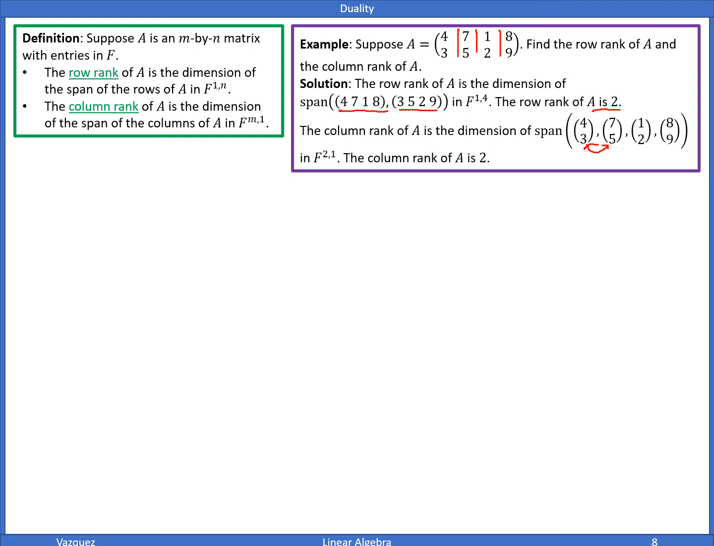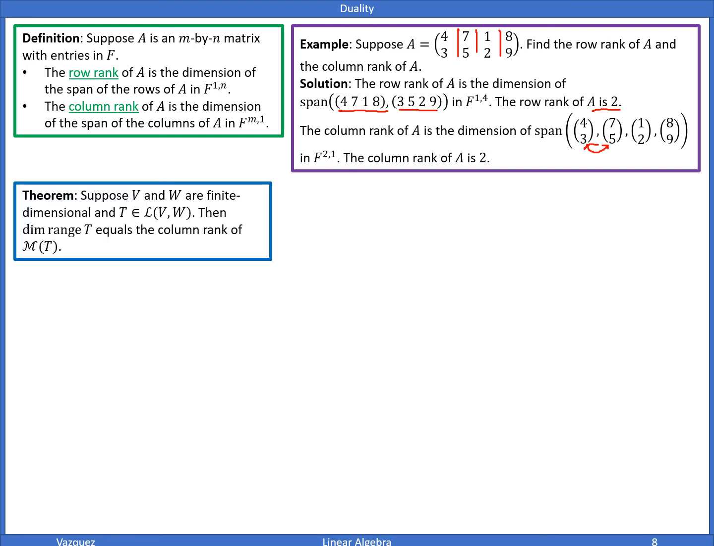Okay, so moving on, the last two theorems. Suppose V and W are finite dimensional and T is a linear map from V to W. Then the dimension of the range of T equals the column rank of the matrix of the linear map T.